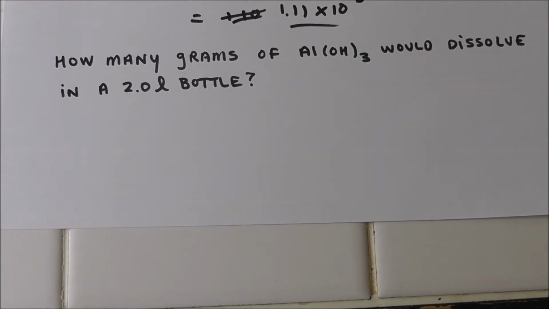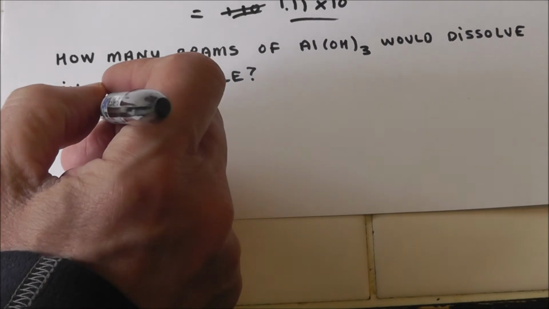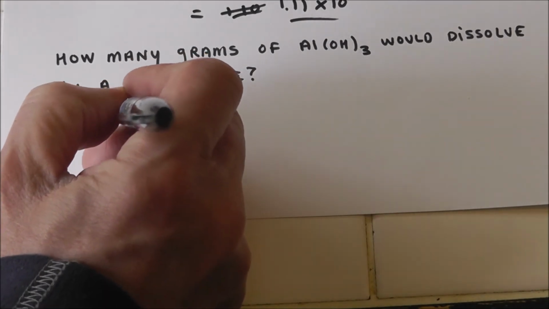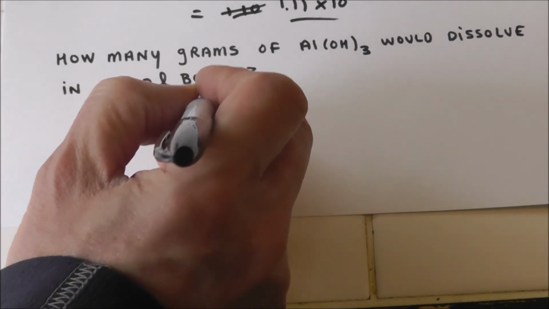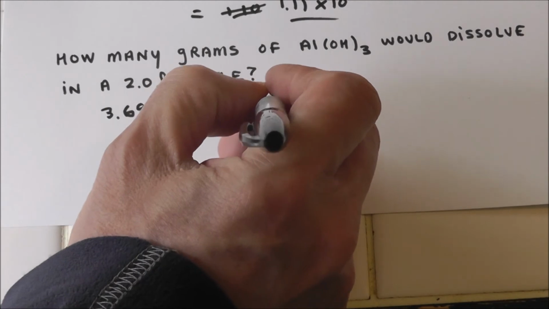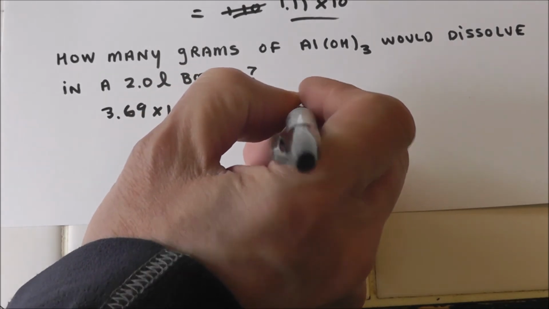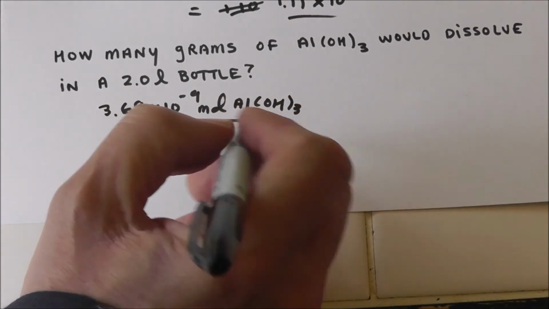Okay guys, now you got to remember, what does X mean? X in every problem, minus X, is the amount in moles per liter of the salt that will dissolve. So we're going to start with X: 3.69 times 10 to the minus 9 moles of aluminum hydroxide per 1 liter.